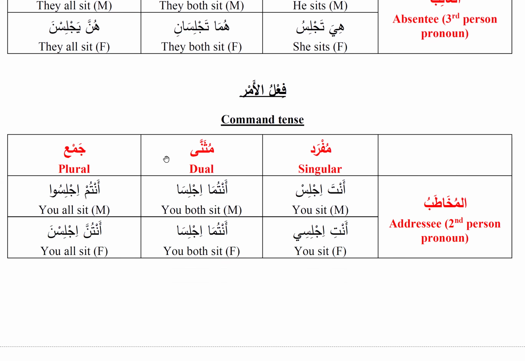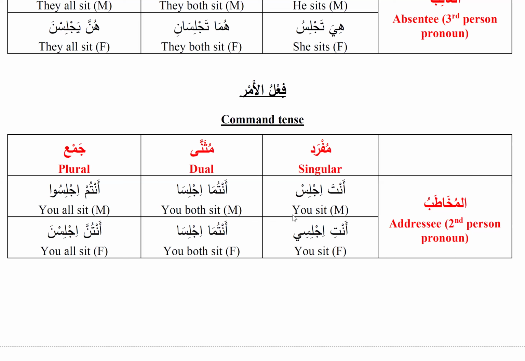Now coming to fi'al amr, which is command tense. Command tense, when you want to command someone, it can also be a request. Both of them are included in this. And we are only going to command a second person. We're not going to command the first person because we are the first person. We're not going to command ourselves, nor are we going to command a third person. We're going to command a second person, and that is obviously going to be singular, dual and plural, which includes both male and female.